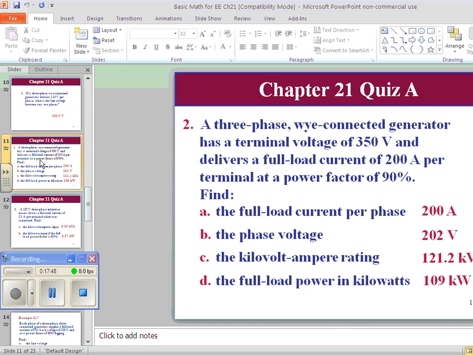The kVA rating, okay, we would take the square root of 3 times our line voltage, which is 350, times 200, which is our current, and that would give us 121.2 kVA, our apparent power, and our true power coming out of this generator is 109 kW. Everybody agree with that? Everybody see the why? Pretty simple stuff so far, right?